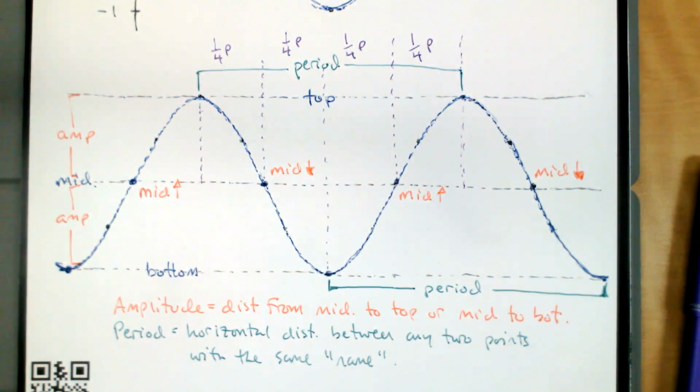So you're on the named point. Top, the middle going down, the bottom, the middle going up. They're all a quarter period apart. From top to top is a period. The horizontal distance between any two consecutive points with the same name is one period or one cycle.